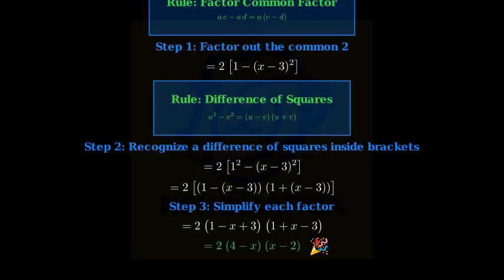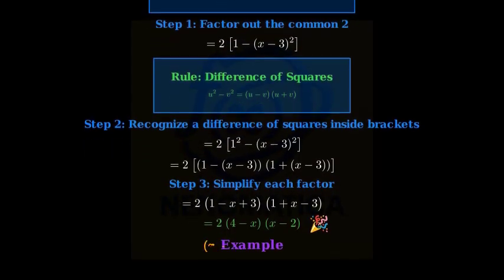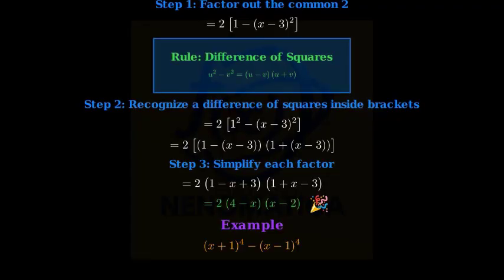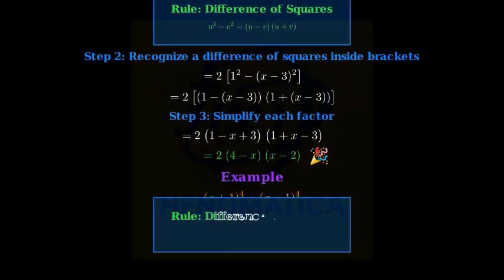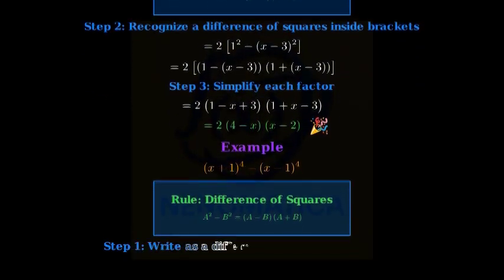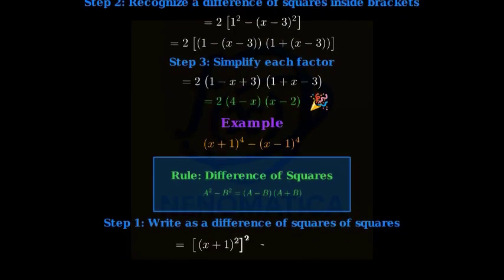Now, let's look at our second example. Here we have the quantity x plus 1 to the fourth power minus the quantity x minus 1 to the fourth power. Let's tackle this expression. In step 1, we'll rewrite this as a difference of squares by noting that a fourth power can be written as a square of a square. So we have the quantity x plus 1 squared squared minus the quantity x minus 1 squared squared.